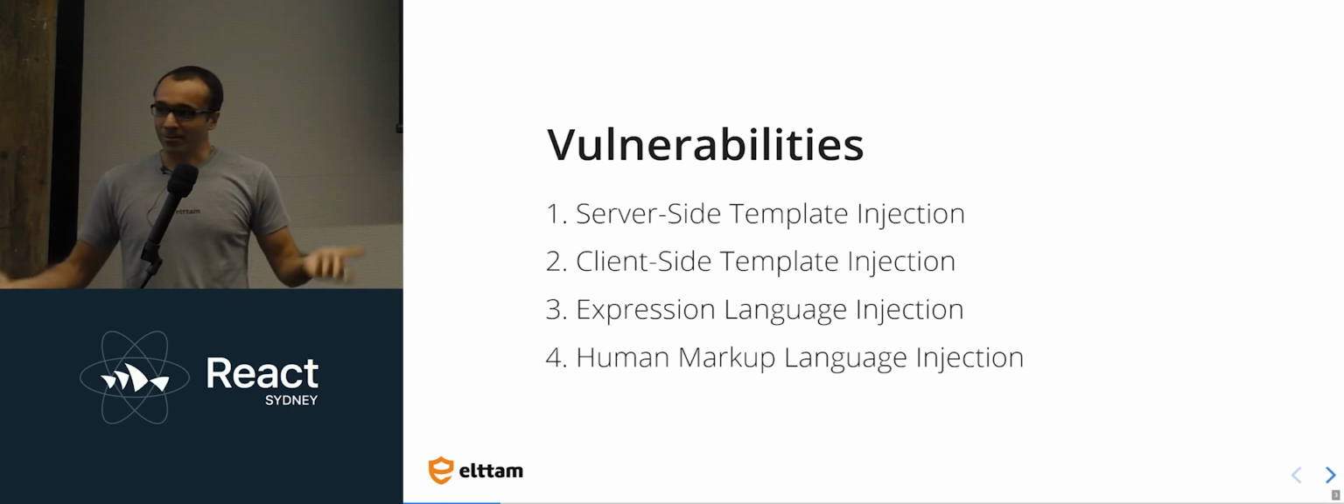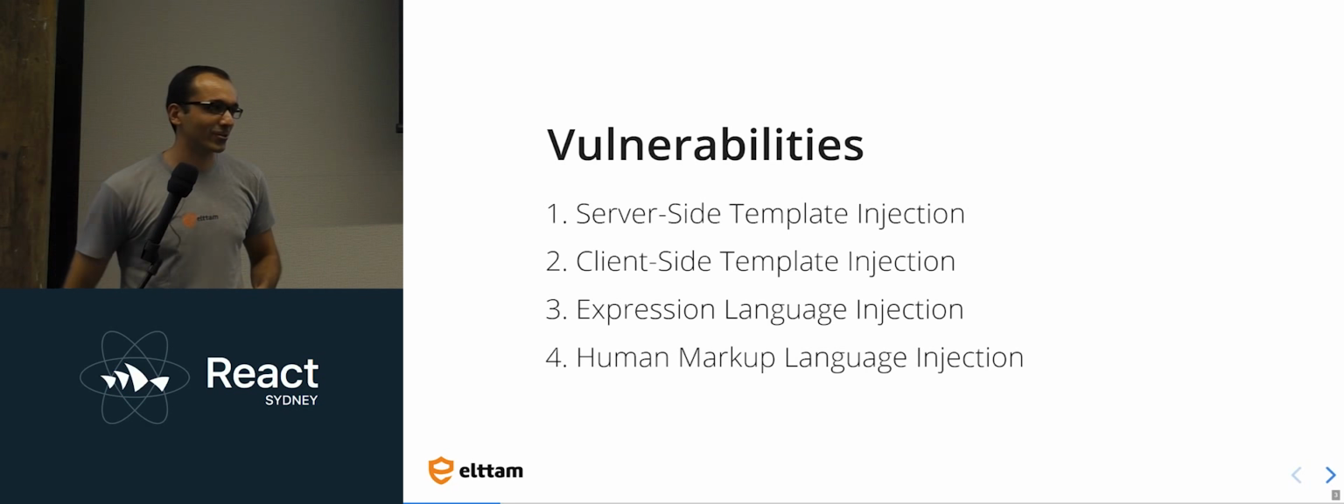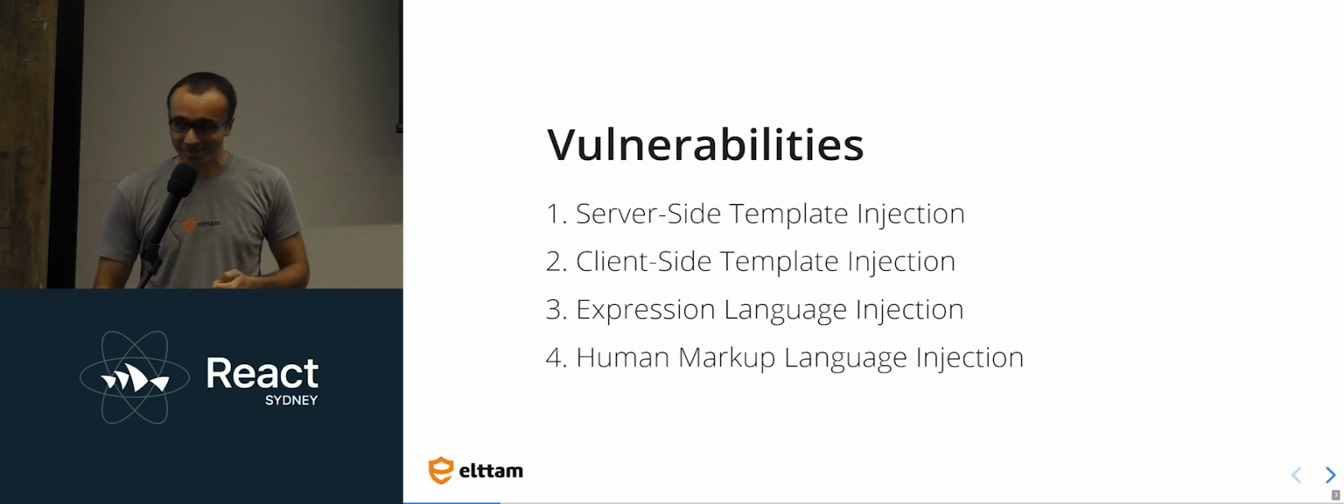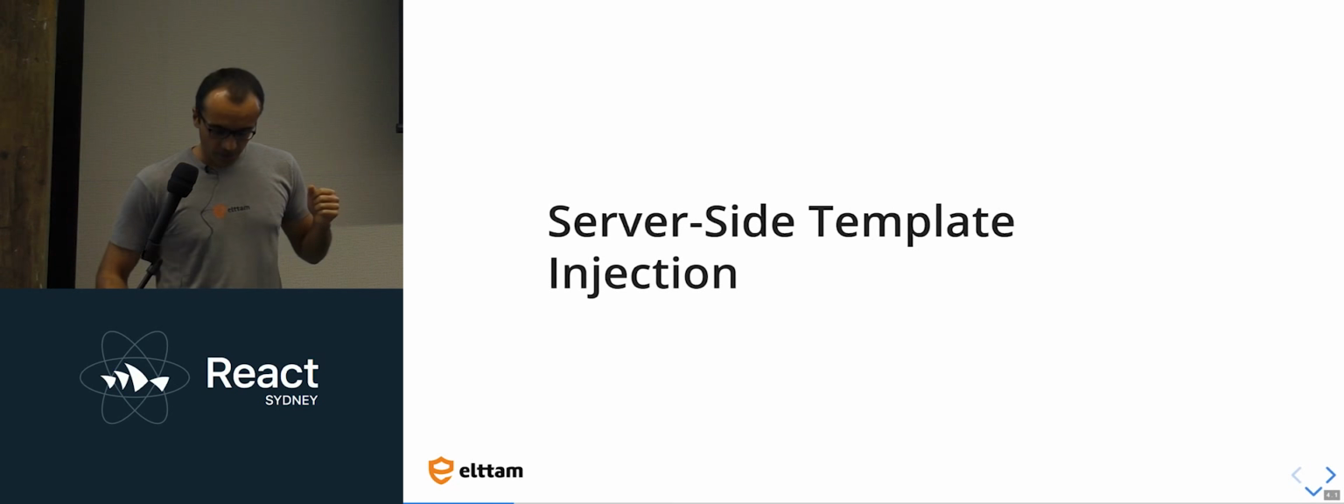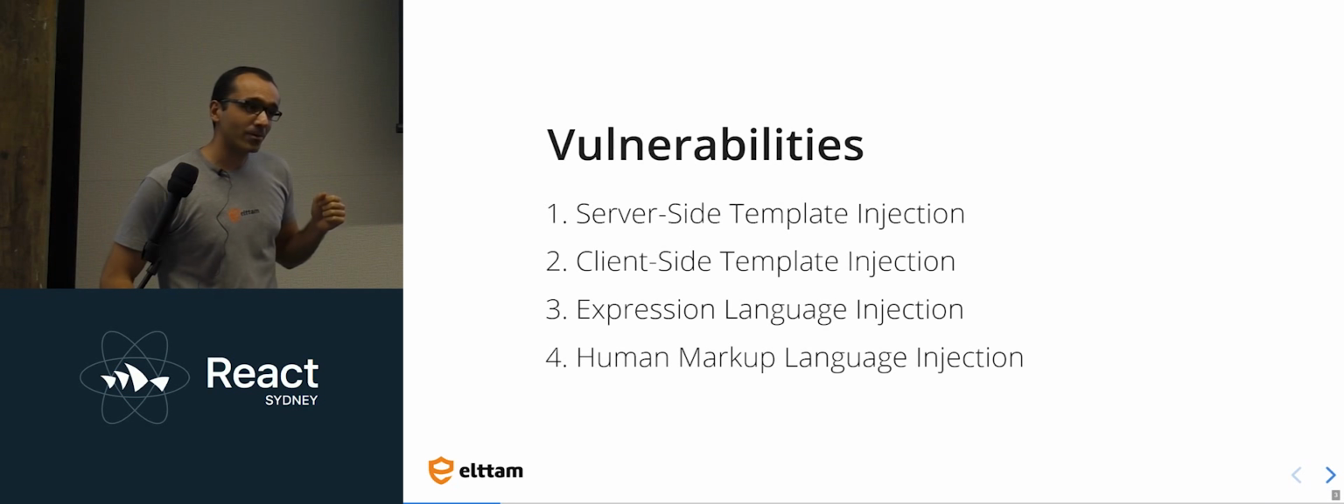And for the sake of the meetup, I'm not going to use React, but I'm going to use Angular to show you how things go bad in Angular. Hopefully, in the next meetup, I'm going to show you in React, especially React Native, what can go wrong in mobile apps. Expression language injections and markup language injection.